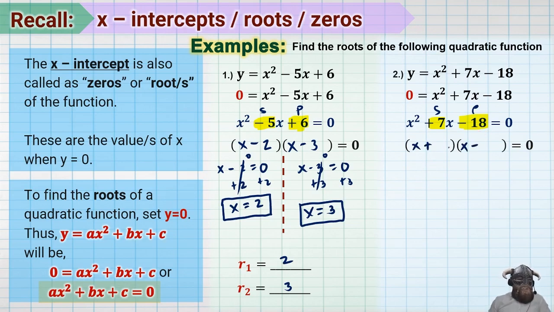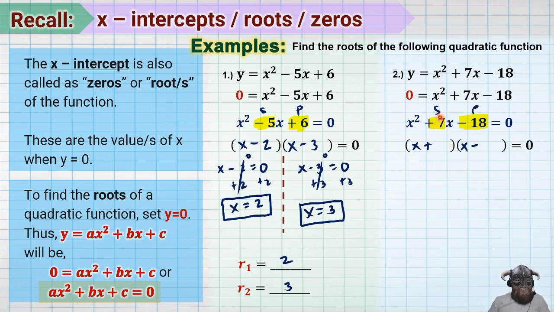Tapos, ang isa pang clue dyan is yung sum natin is positive. So, yung mas malaking factor natin dito is positive. So, ano kaya yung dalawang number if we multiply? The answer is negative 18. So, we can have the factors 2 and 9. So, 2 times 9 is 18. Ang tanong na lang, sino dun yung positive, sino dun yung negative.